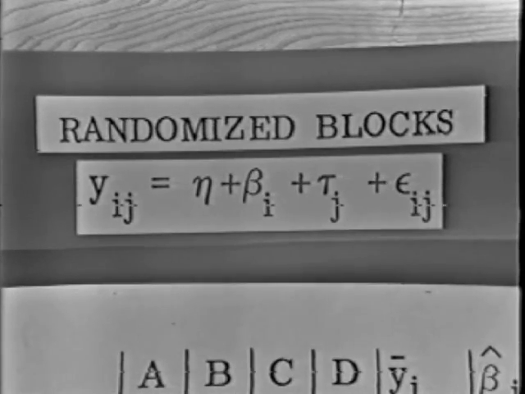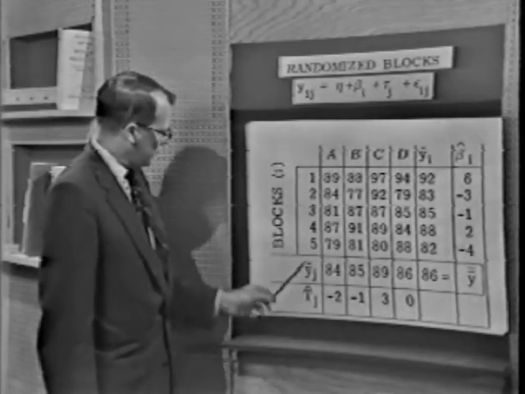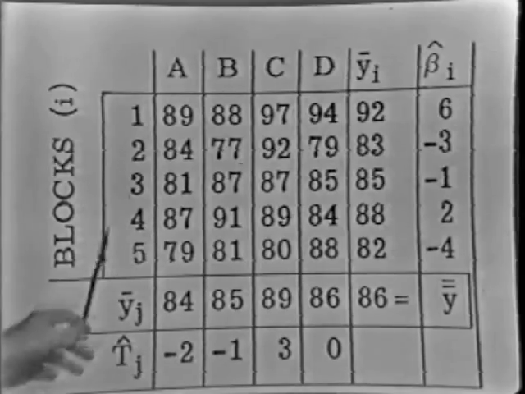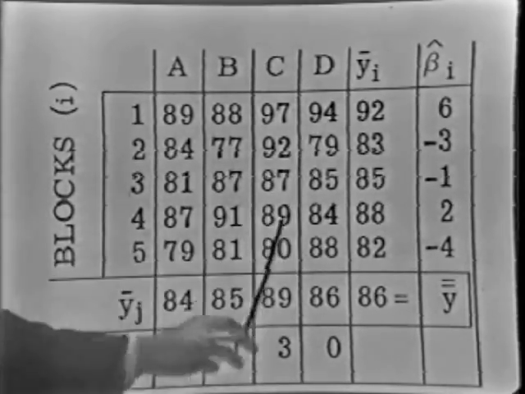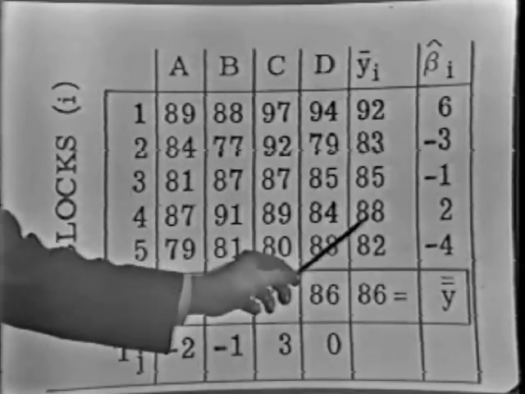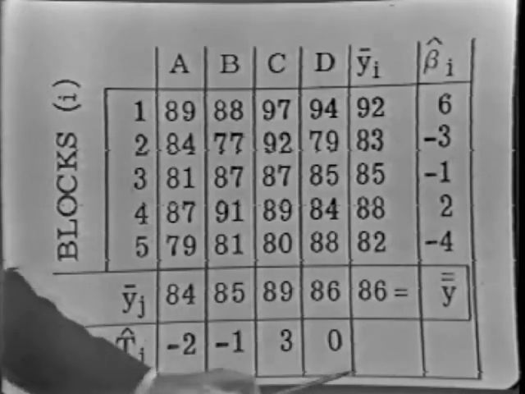And we make the usual assumptions about the errors. Here are the 4 treatments. Here are the 5 blocks, Monday, Tuesday, Wednesday, Thursday, Friday. On Monday, I randomly compiled these data. And there are the averages for the 5 days, and down here are the averages for the 4 treatments. And here's the grand average.